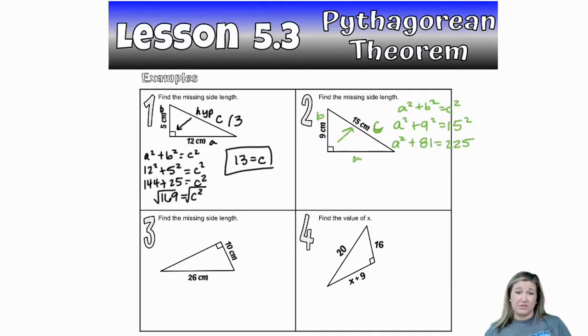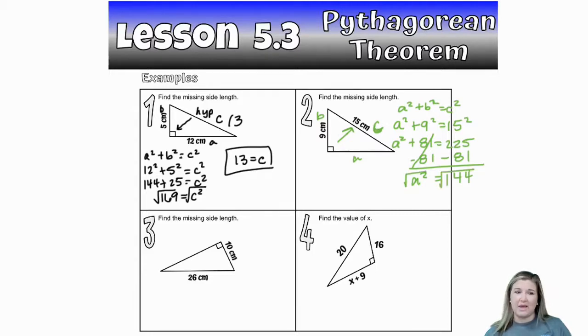Then to get a squared, this is like just going back to solving equations, I'm going to subtract 81 from each side. And so I get 144 is equal to a squared. To undo the squared part, that's going to be taking the square root.